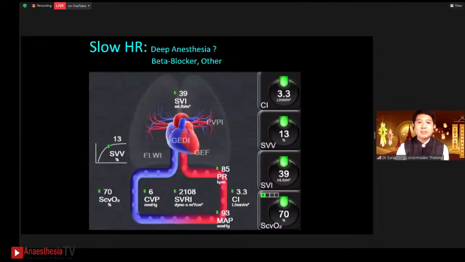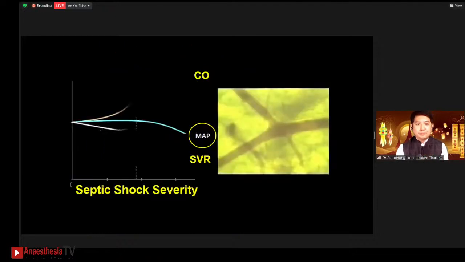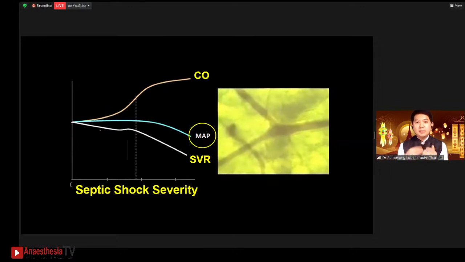And some patients, even though they have blood loss, cannot generate a fast heart rate because they take a beta blocker, or sometimes we have too deep anesthesia. That's why the heart rate or blood pressure cannot tell us everything. For example, when we have septic shock or something that has vasodilatation or low SVR, the body tries to compensate to maintain mean arterial pressure by increased cardiac output.